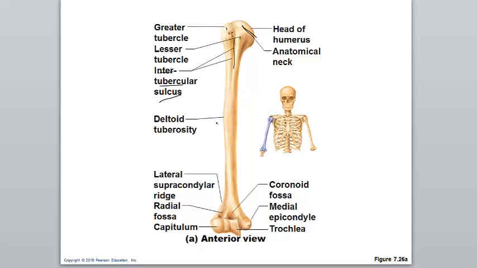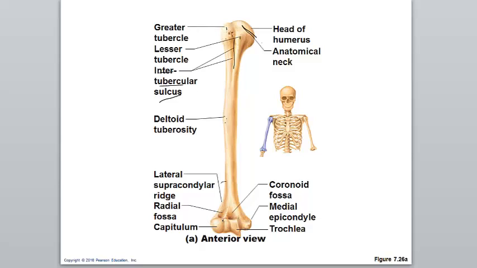Intertubercular sulcus. Deltoid tuberosity, this is where your deltoid muscle from your shoulder attaches. Now, here's the thing. You again have to identify which scapula or humerus it is, right side or left side. For that, you need to know the inferior portion, the superior, or proximal epiphysis, the diaphysis, and this is the distal epiphysis right over here. So you look at the distal epiphysis portion of your humerus and look at the structures.